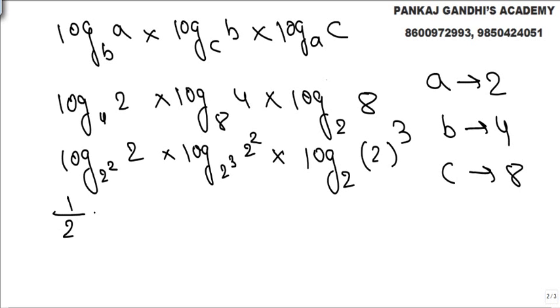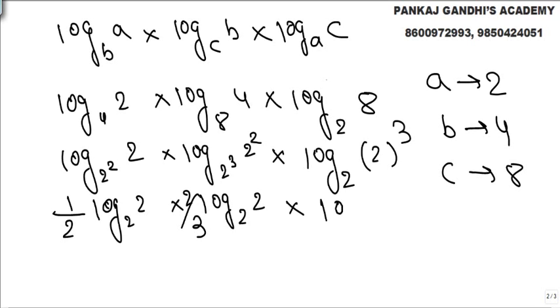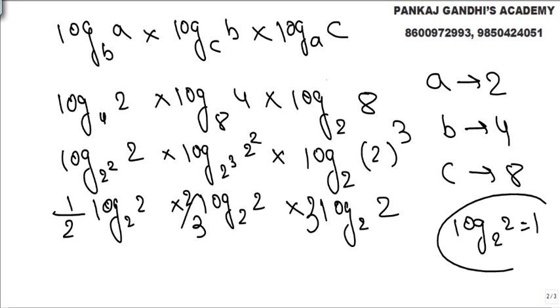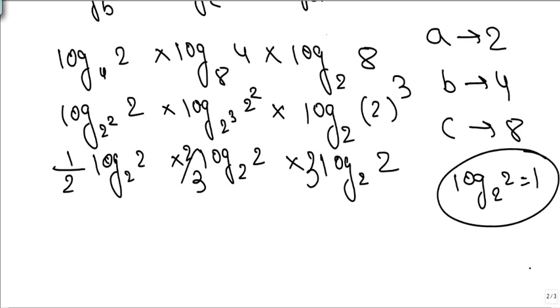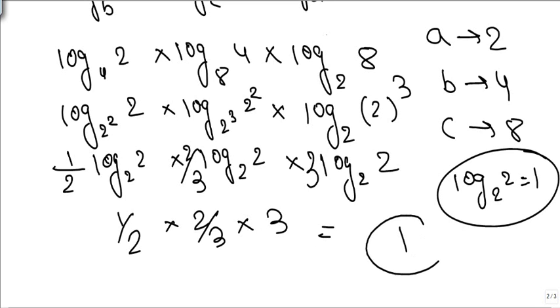So this is 1 by 2 log 2 to the 2. So here 2 by 3 log to the base 2 2, and this is nothing but 3 log to the base 2 2. We all know log to the base 2 2 is 1. Obviously we all know that part. So this is 1 by 2 into 2 by 3 into 3. Solve it. What all we get here is 1.